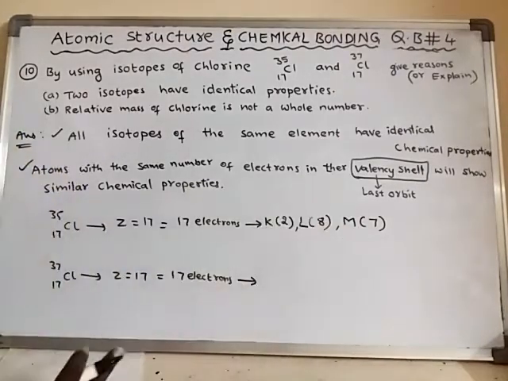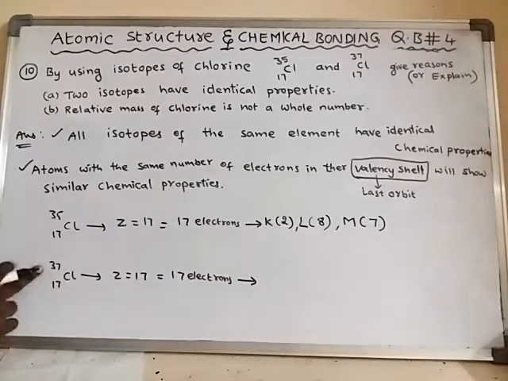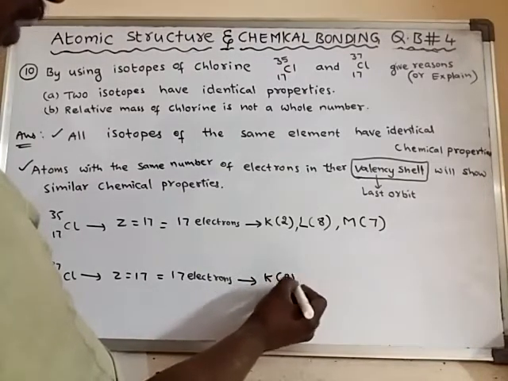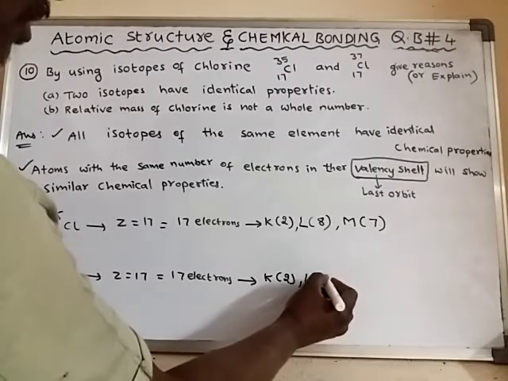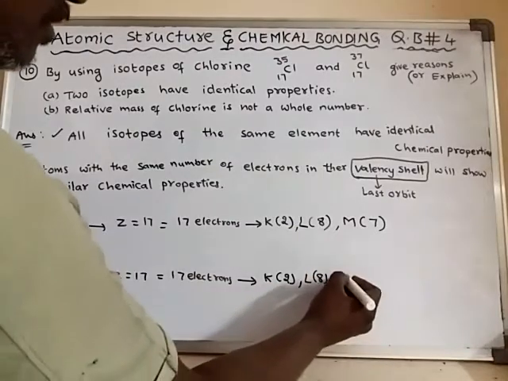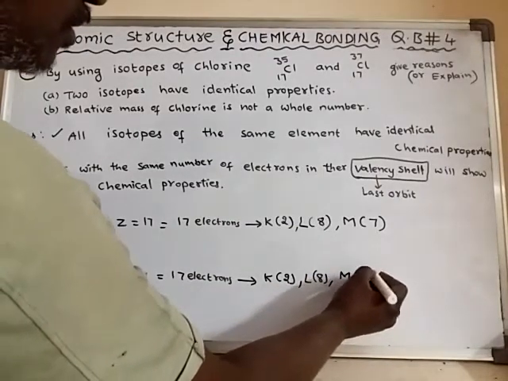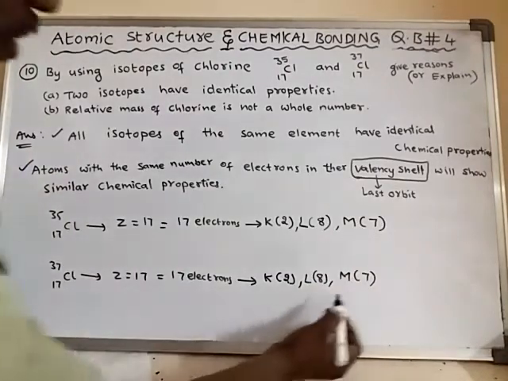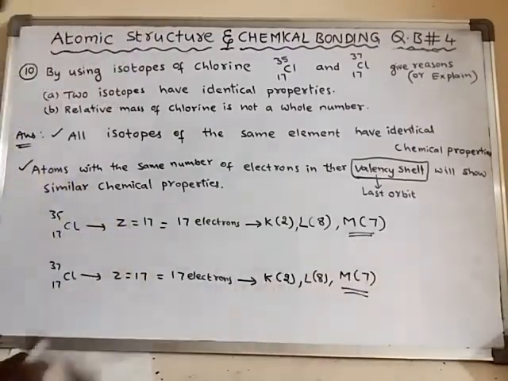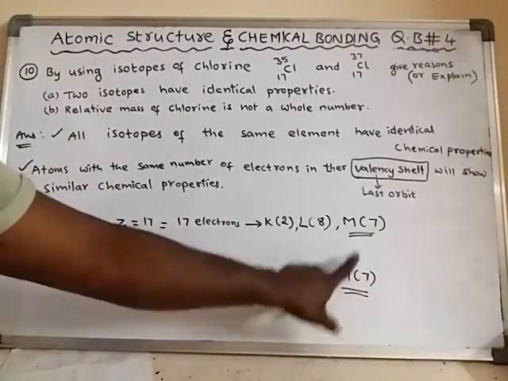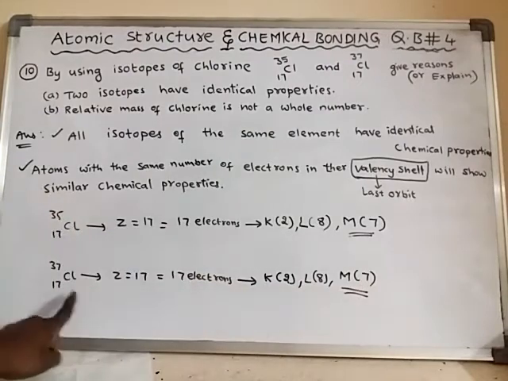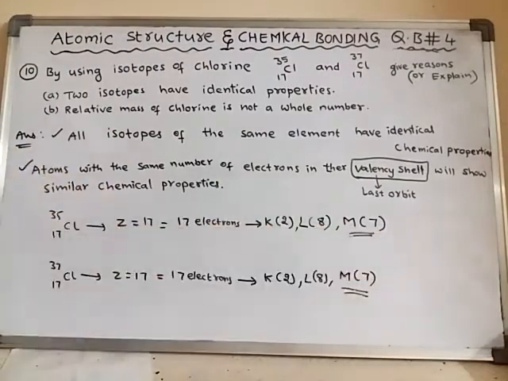So altogether there are 17 electrons. Now if you see chlorine 37, here also 17 electrons are there, arranged in a similar fashion. If 17 electrons are present, they are always arranged in the similar fashion. So identify the last orbit. This is the last orbit in chlorine 37, and this is also the last orbit. The M shell is the last orbit for both, and these two atoms have the same number of electrons in the last orbit.